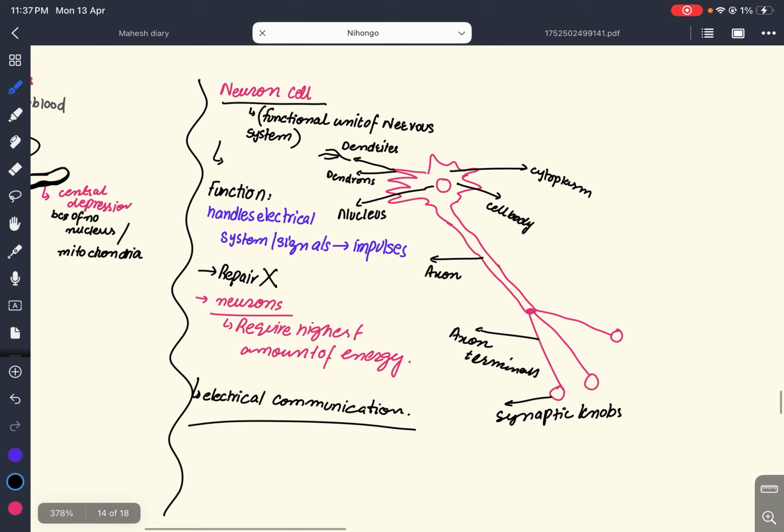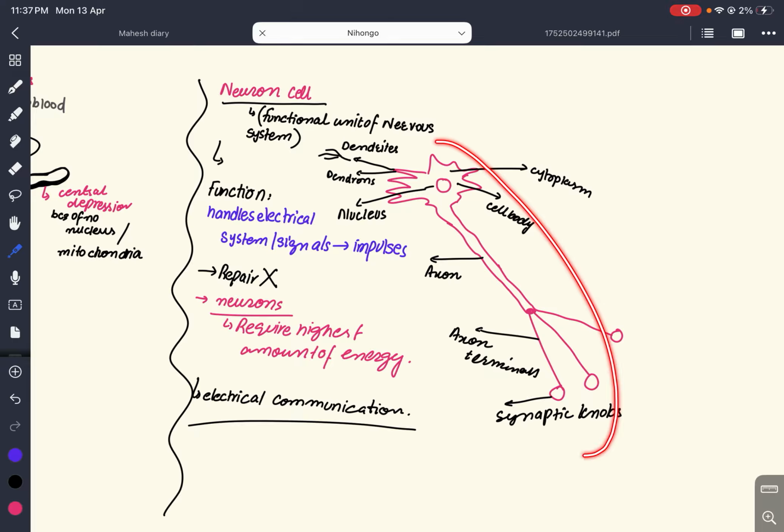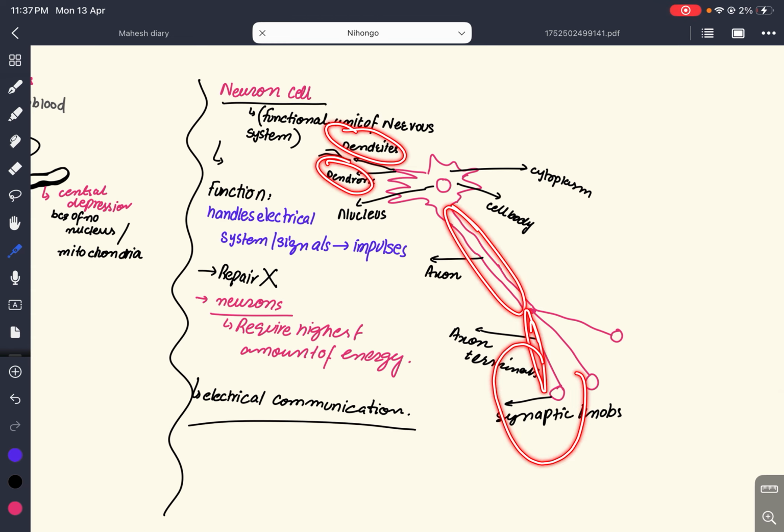Alright, so that was all about the neuron cell in your syllabus. We discussed what the unit is. It is the functional unit of the nervous system. It has this entire structure. The main things that I think you should remember are the dendrites, because everything else is common, like the dendrons, axon terminal, and synaptic knobs.